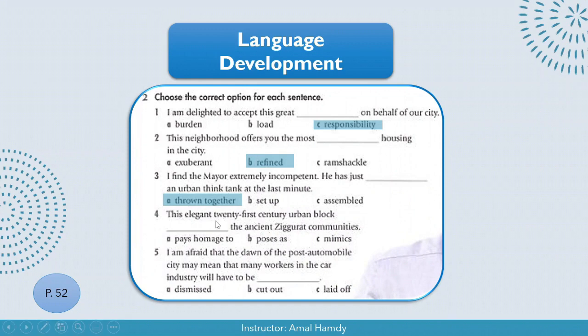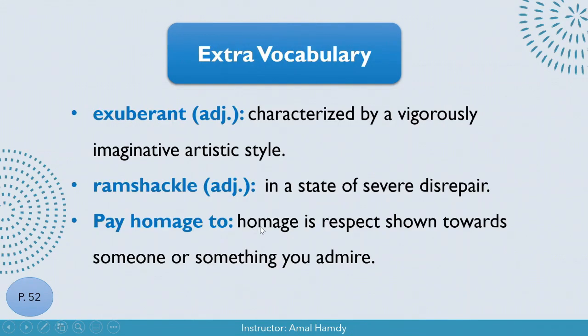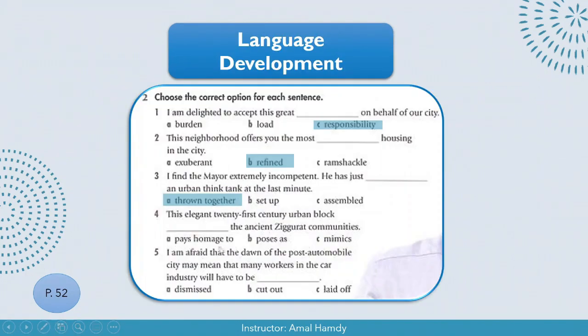Number 4, this elegant 21st century urban block pays homage to, poses as, or mimics ziggurat communities. To pay homage to someone, homage is respect shown towards someone or something you admire. When we say, for example, that this painter pays homage to Da Vinci's Mona Lisa, this means that he has painted a painting that is inspired by the Mona Lisa. So we know now the meaning of pays homage to.